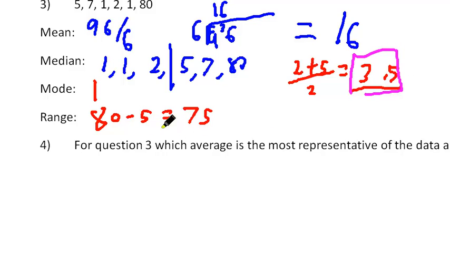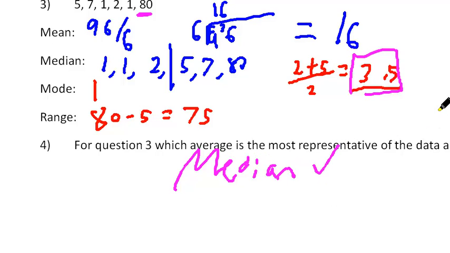The mean of 16 has been significantly changed because of this one big number. Because of 80 being in there, the mean has been significantly altered. If 80 wasn't there, it would be around 3, and that's what we'd expect it to be. So the median is the best average.